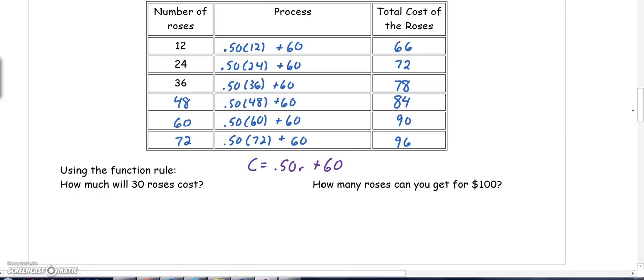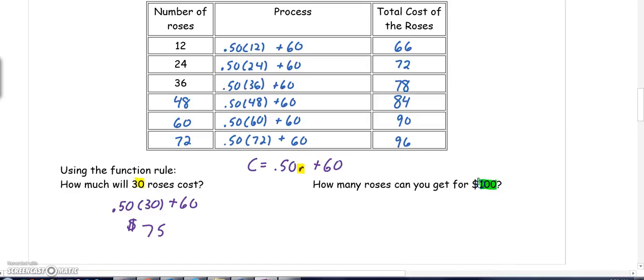So how many roses can I get, or how much would it cost me to get 30 roses? So I'm going to put 30 again in for R. So I would have 0.50 times 30 plus 60. I'm going to throw that into my calculator, so 0.50 times 30 plus 60 is $75.